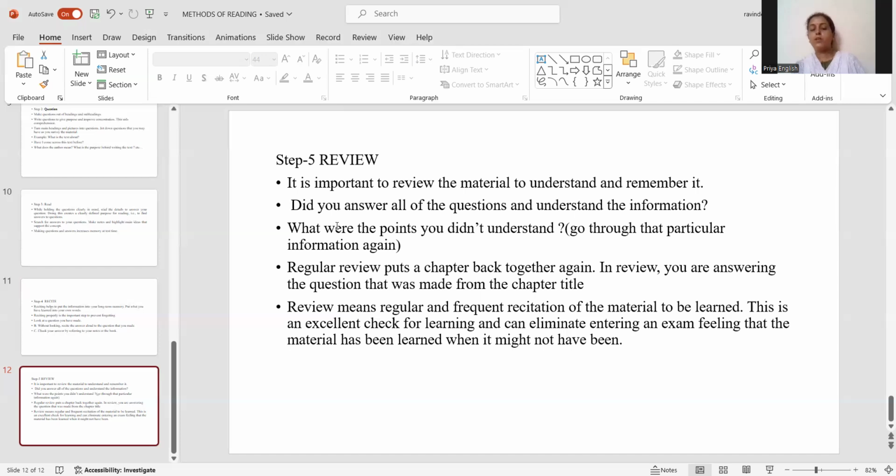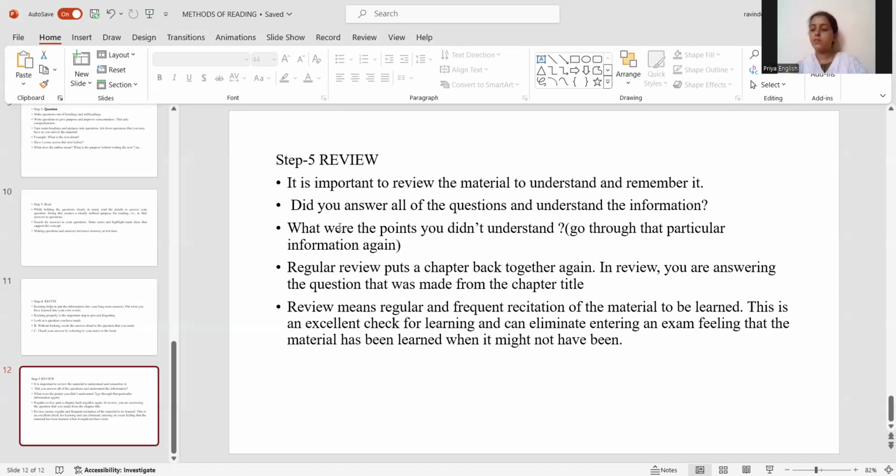Review could be regular and frequent recitation of the material to be learned. This is an excellent check for learning and can eliminate entering an exam feeling that the material has been learned when it might not have been. So you're specifically not engaging yourself in the rote memorizing technique. Over here, you're trying to understand the whole topic on your own talent by using this technique.